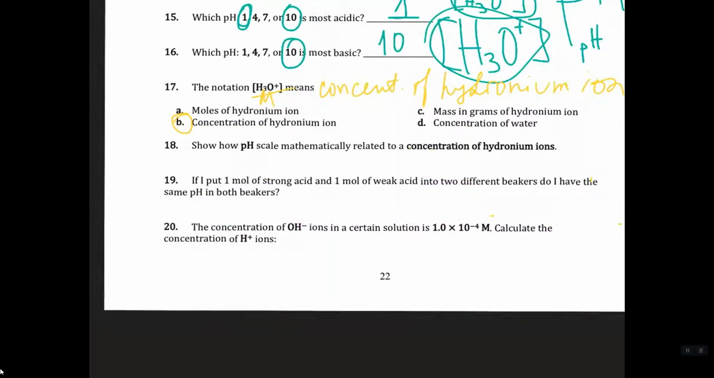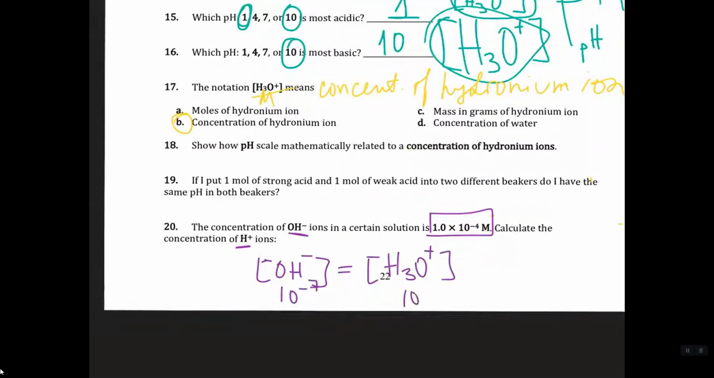Now remember I told you that the concentration of hydrogen ions and hydroxide ions are inversely related. This is going to be handy in this problem. The concentration of hydroxide ions is given to you, and that's 10 to the negative 4 molar. You need to find the concentration of hydronium ion. Remember that the concentration of hydroxide ion and hydronium ion in a neutral solution is equal, and it's 10 to the negative 7 and 10 to the negative 7. And if I change one, I'm inversely changing the other one.